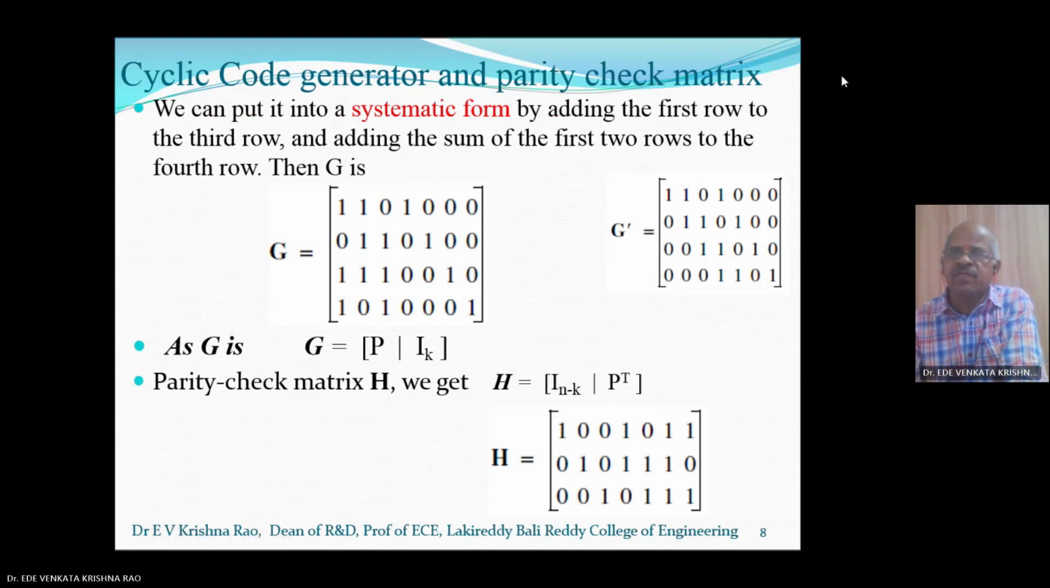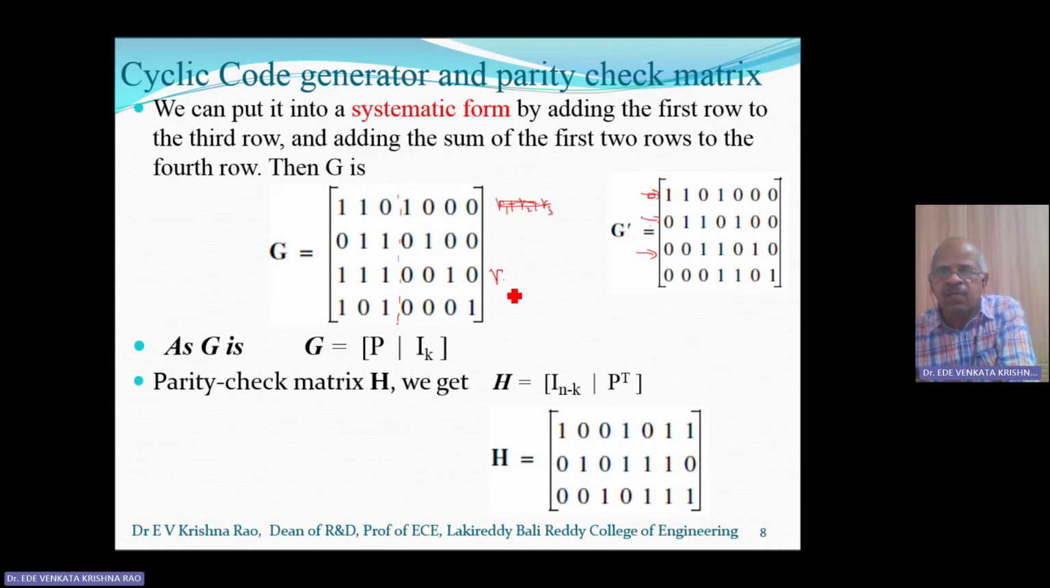From this, G dash is taken. We need to generate a generator matrix in systematic form, P and I. So this is the unit matrix. This is the parity coefficient matrix. R1 plus R3: 1 1 0 plus 1 1 1 plus 1 0 0 plus 0 0 0 plus 1 1 0 plus 0 0. So this is what we got.